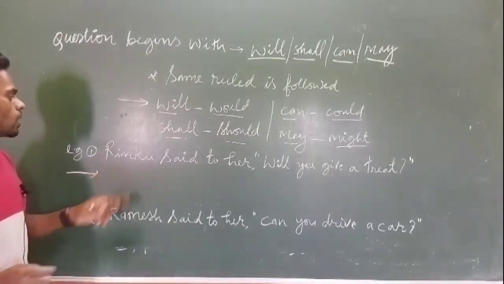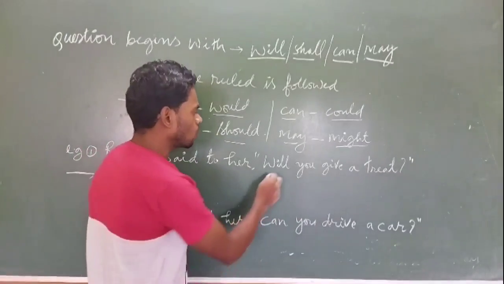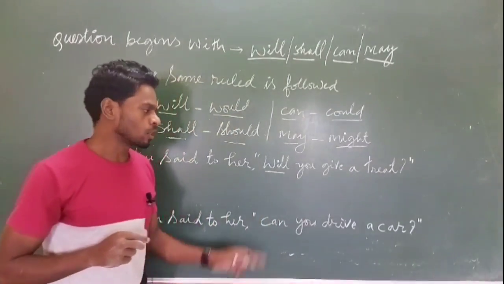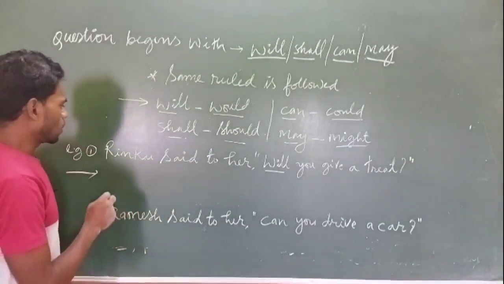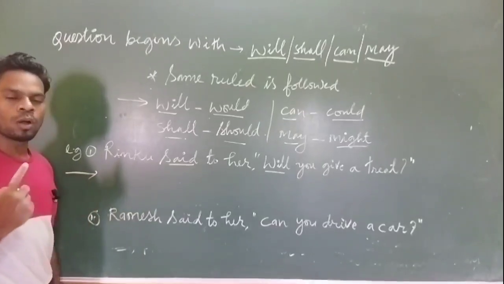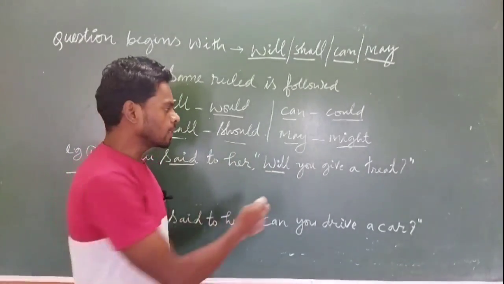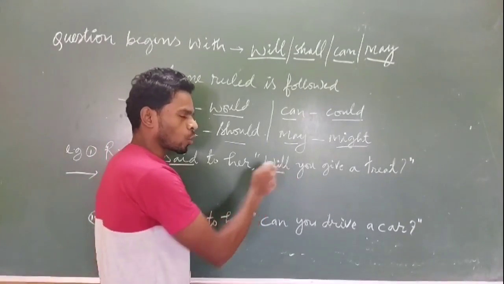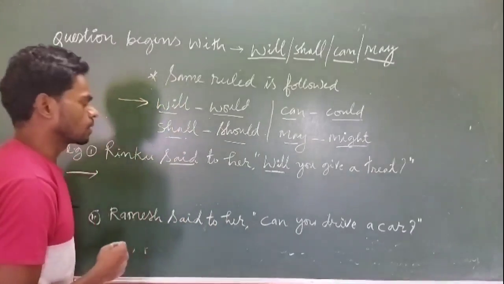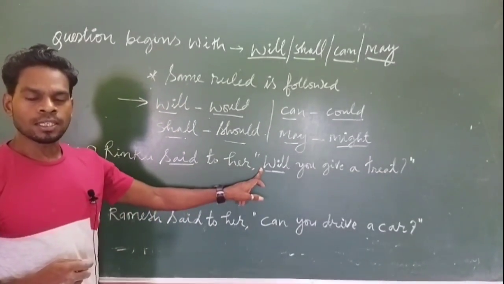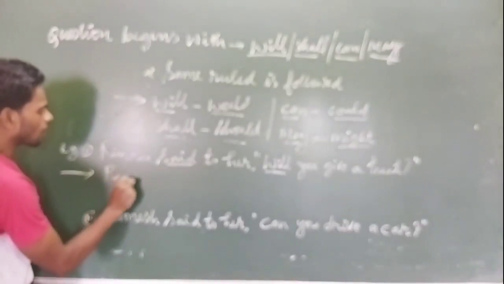So the first one we have: Rinku said to her, "Will you give a treat?" So "will you give a treat" is also part of a yes-no question. So now let's change it. So Rinku said: said will change into asked, and will changes into would. But this is a yes-no question, so the question sentence will be changed into a statement. And in a question sentence, especially a yes-no question, we use if or whether.